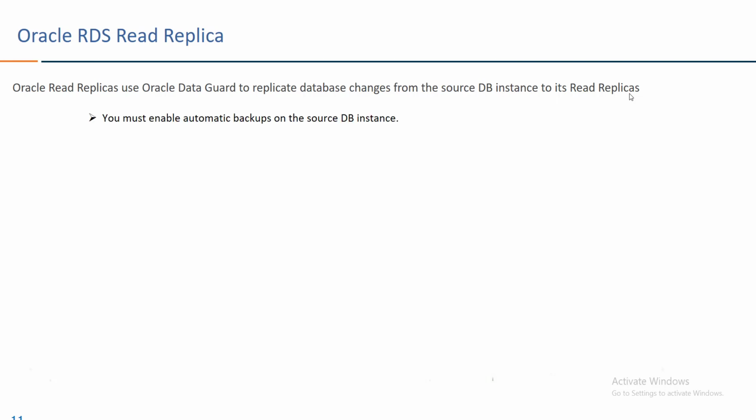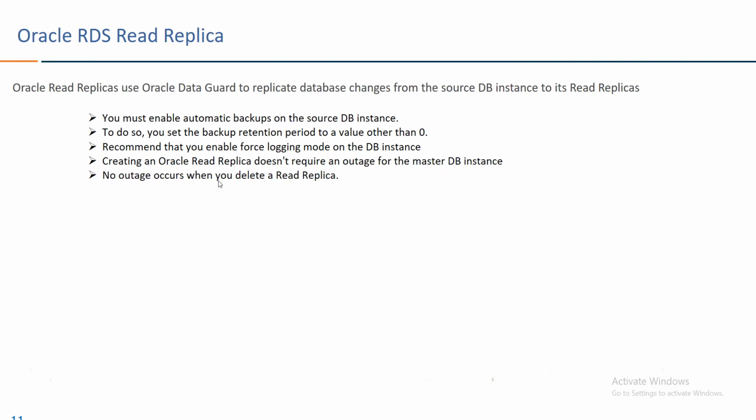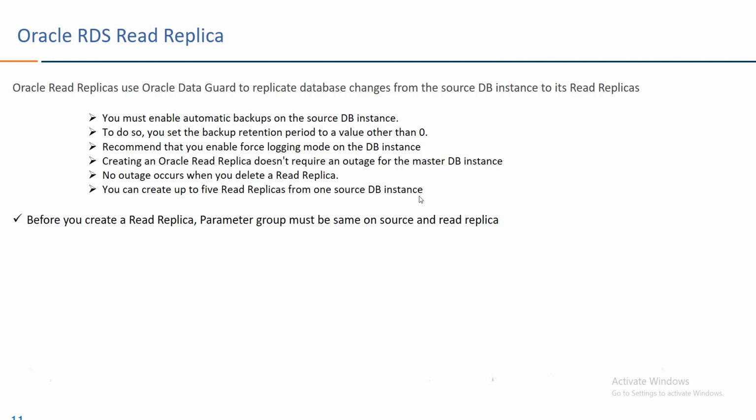You must enable automatic backup on the source database if you want to create a read replica. To do so, you set the backup retention period to a value greater than 0. It is recommended that you enable force logging mode on the DB instance, very similar to what we do for Active Data Guard. Creating an Oracle read replica doesn't require an outage on the master DB instance. No outage occurs when you delete the read replica. You can create up to 5 read replicas from one source DB, as we know.